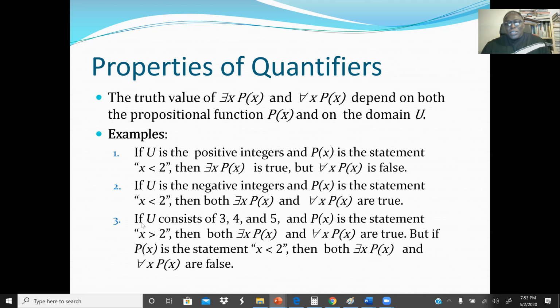Now here we say that if U... and one more time, on the slide here, I was supposed to put false here and I put true. So we can correct this again. Where my cursor is, ∀x P(x) is false. Why is it false? Because x less than 2, we also have a positive value 1.